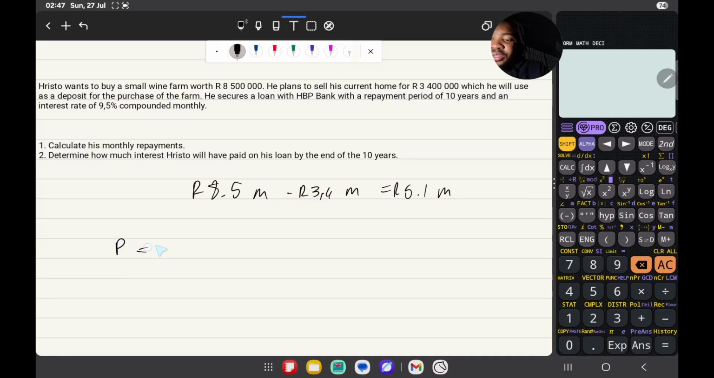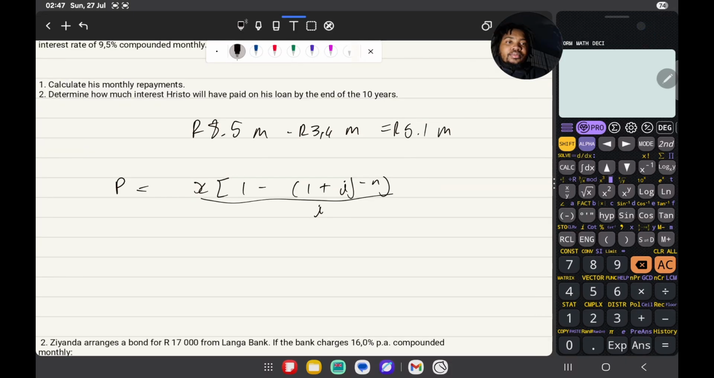So we know the formula is P equals x(1 - (1 + i)^-n) over i. This is the formula. Now we substitute.